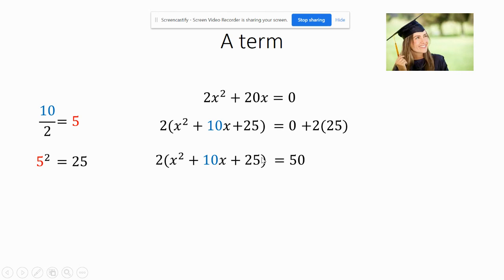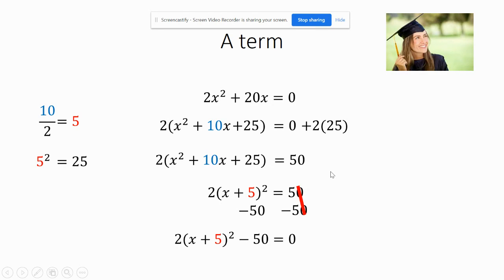Now here's what's really cool. I have this 2 still in front. This x squared plus 10x plus 25 is a perfect square with that number right there. That 5 that I got right there is the perfect square. I've still made that, and now I just got to minus the 50 from each side, and I am back in vertex form. There, we're completing the square with an a term.